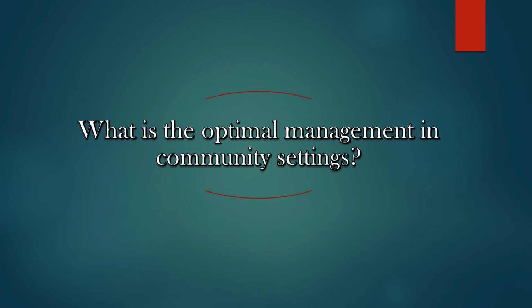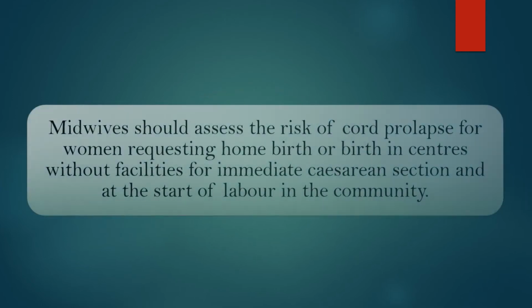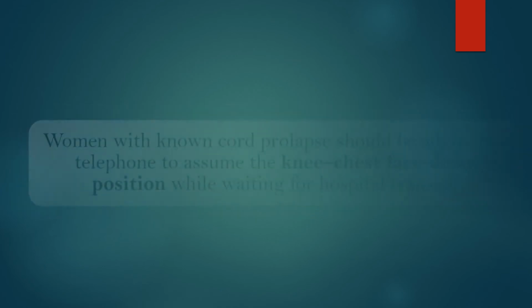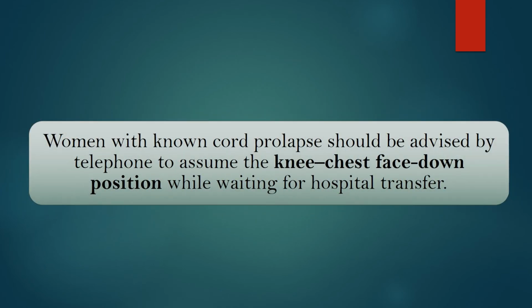What is the optimal management in community settings? Midwives should assess the risk of cord prolapse for women requesting home birth or birth in centers without facilities for immediate cesarean section and at the start of labor in the community. Women with known cord prolapse should be advised by telephone to assume the knee-chest face-down position while waiting for hospital transfer.